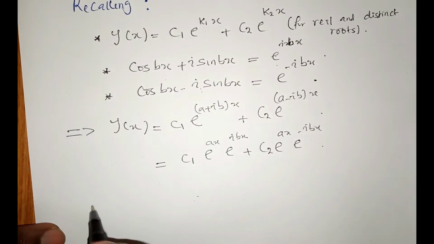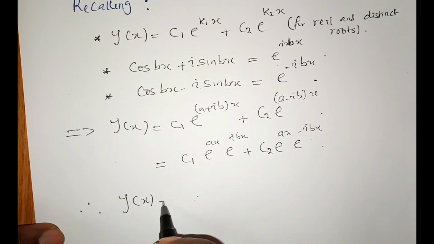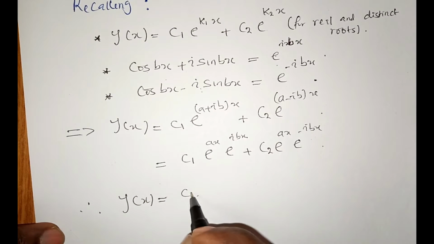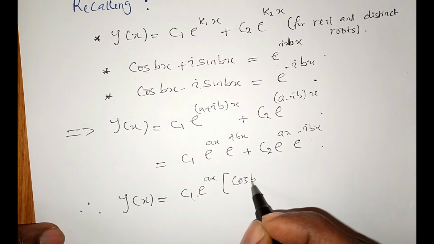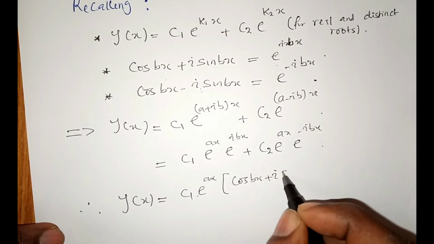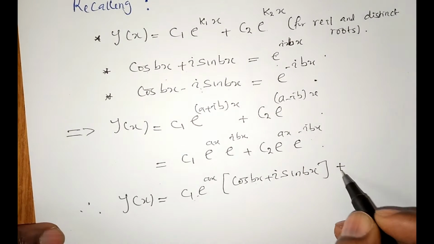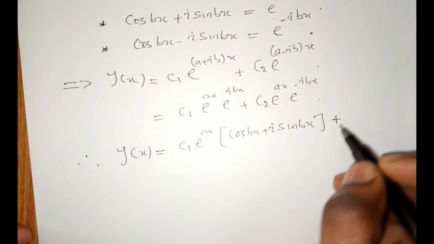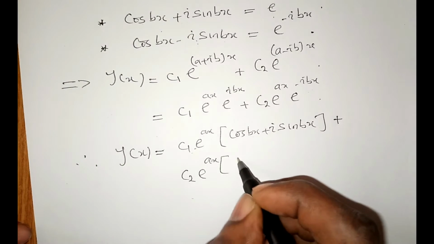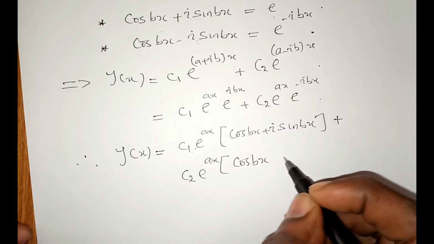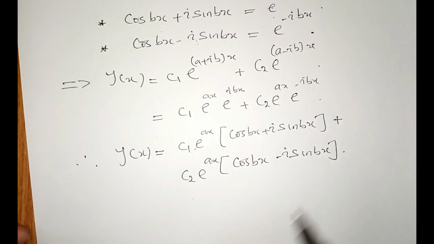So substituting these two equations, instead of exponential ibx we write this, and instead of this we substitute this, then therefore y of x will be equal to c1 exponential ax all into (cos bx plus i sin bx) then plus c2 exponential ax (cos bx minus i sin bx).